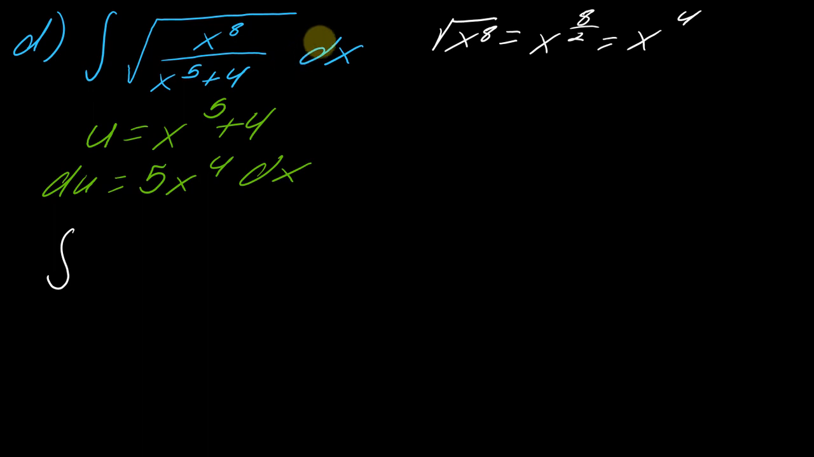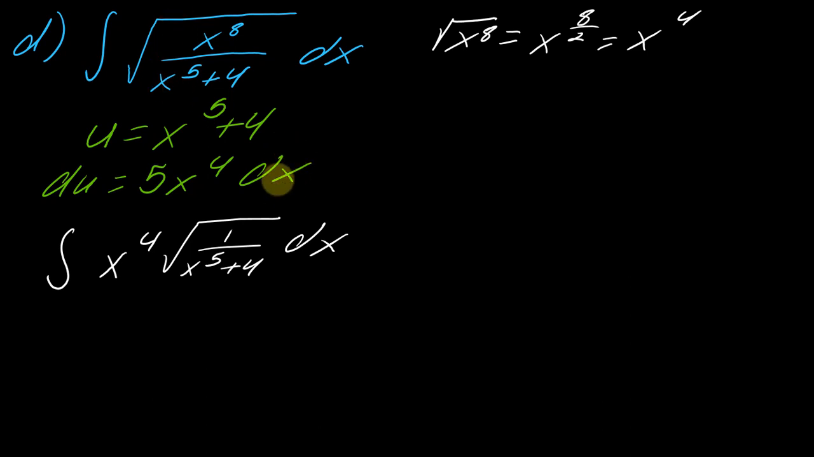So I can rewrite this problem now as x to the 4th times 1 over the square root of x to the 5th plus 4 dx. Okay, and now I can totally work with this. And I'll do this in the method where I solve for dx, in case some of you prefer that method, so I'll just show you that way. So if I solve for my dx, my dx will equal du over 5x to the 4th.